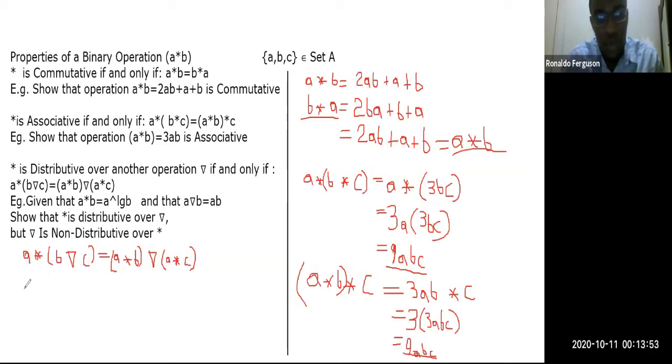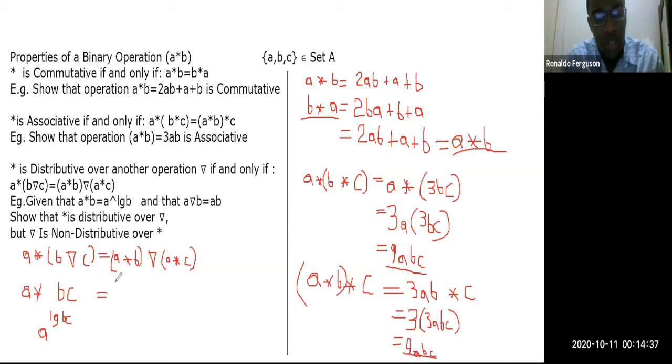So on the left hand side we would get A star B delta C. Now what is B delta C? From the question given, they tell us A delta B is AB, and so B delta C is BC. So that would be on the left hand side. Then we need A star BC. A star BC is equal to A raised to the log B. So A star B is A raised to the log B, and so this works out to be A raised to the log of BC. This means raised to the power, so this is A raised to the power of log BC.